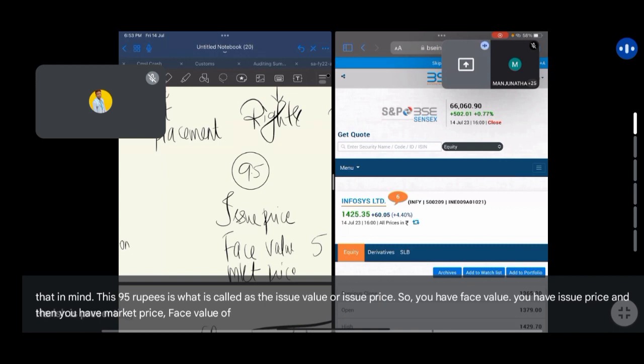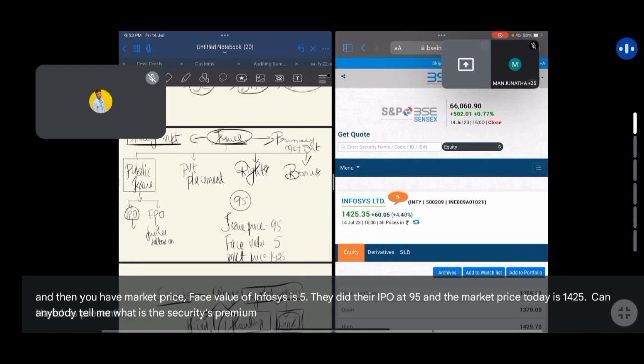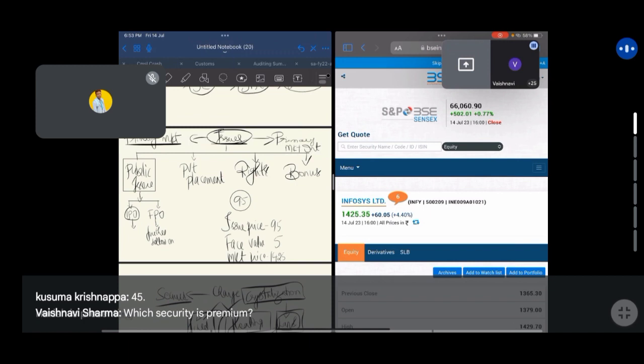Face value of Infosys is 5. They did their IPO at 95, and the market price today is 1425. Can anybody tell me what is the securities premium that they collected? How much did the company collect? Looking at this, securities premium is the additional money that the company collects on the face value of the share.